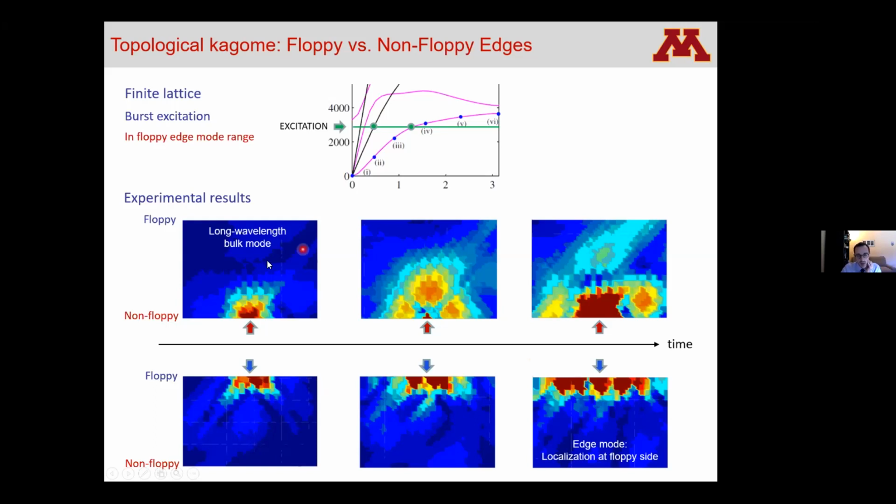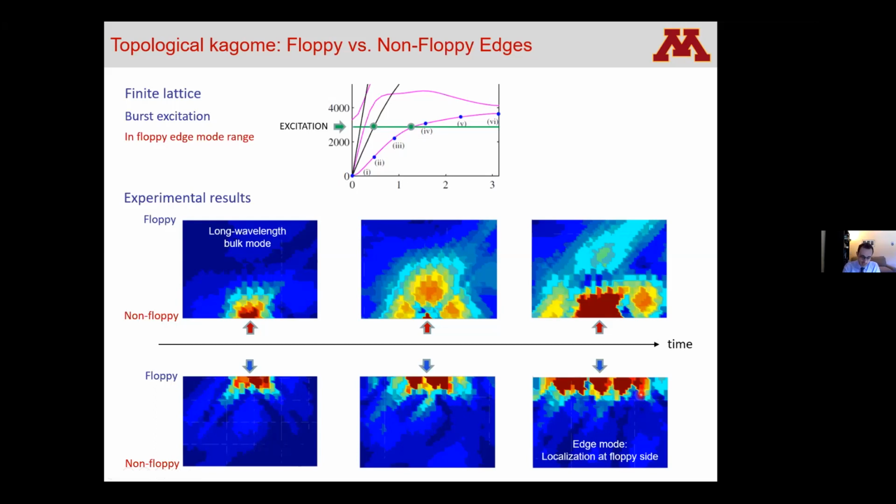What's going on is that I have simultaneous availability of bulk modes and edge modes. However, when I excite the non-floppy side, I do not have the opportunity to activate the edge mode, and therefore all I see is this bulk mode. While when I excite the floppy edge, I probably excite both bulk waves and edge waves. However, the edge waves are associated with much higher compliance than the bulk ones, and therefore they dominate the response.